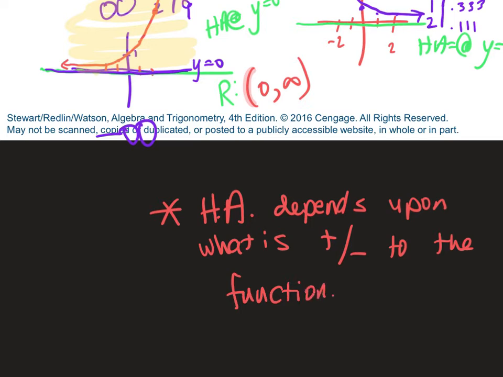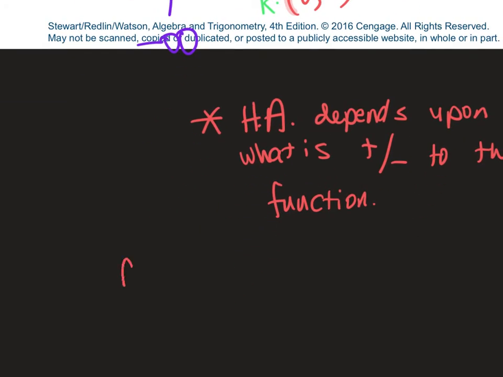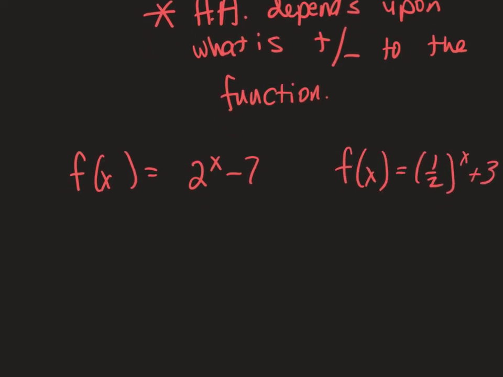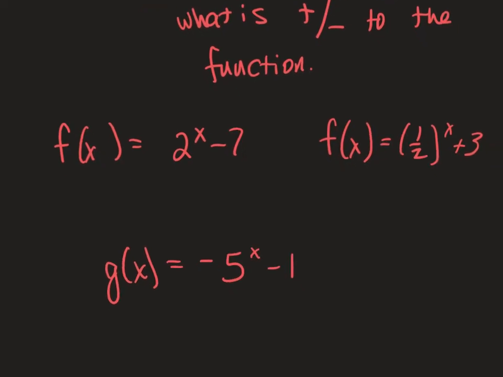So on WebAssign tonight, they're going to say, well, what's the asymptote? And then tell me the range. They might give you a picture, they may not. But if I give you a function that says f of x equals 2x minus 7, and then I say to you f of x equals 1/2 x plus 3, g of x equals negative 5x minus 1. Okay, let's talk about this for a second.